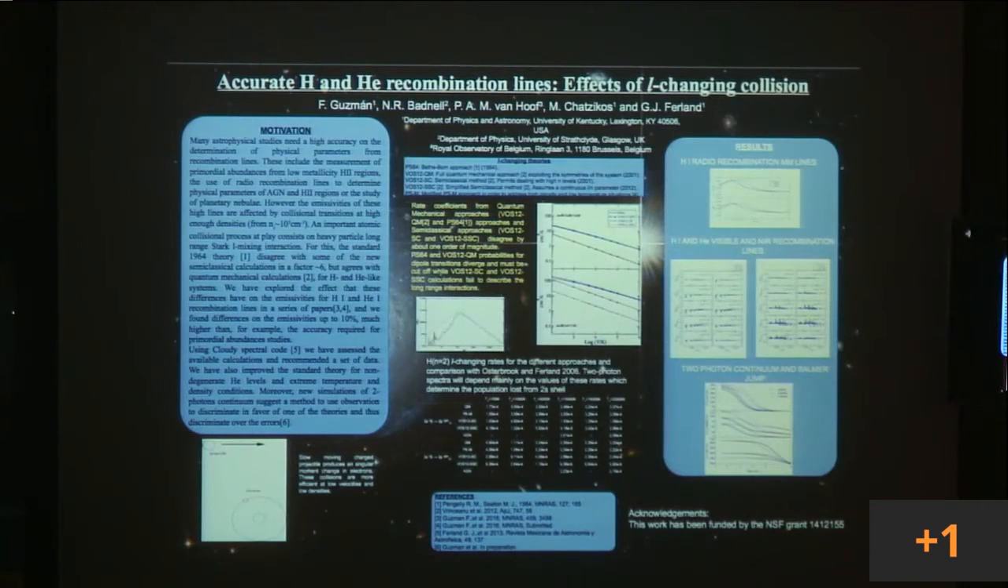Buenos días. My name is Francisco Guzmán. I work as a postdoc at the University of Kentucky with Gary Ferland. My poster is about the importance of the accuracy of the atomic data on which astrophysical studies rely. In particular, the effect of l-changing collisions, the electron angular momentum changing by a nearby passing ion. There are several theories which disagree by a factor of 6, and that is reflected in the recombination lines of hydrogen and helium, which differ by about 10% depending on which theory you use.